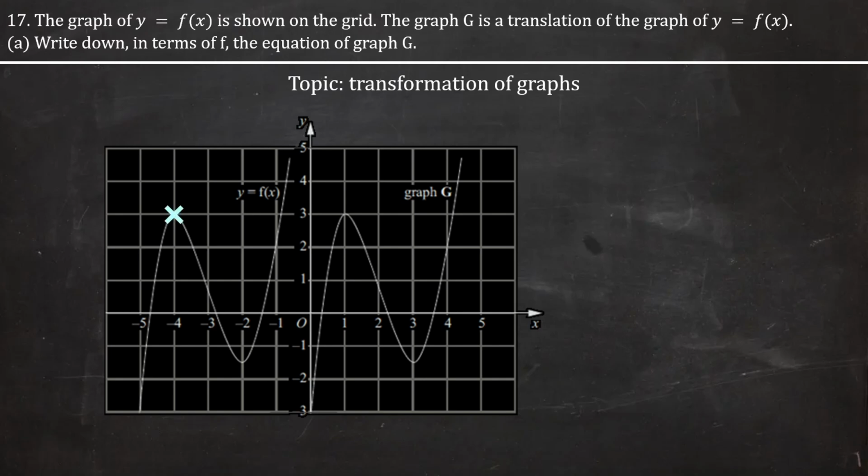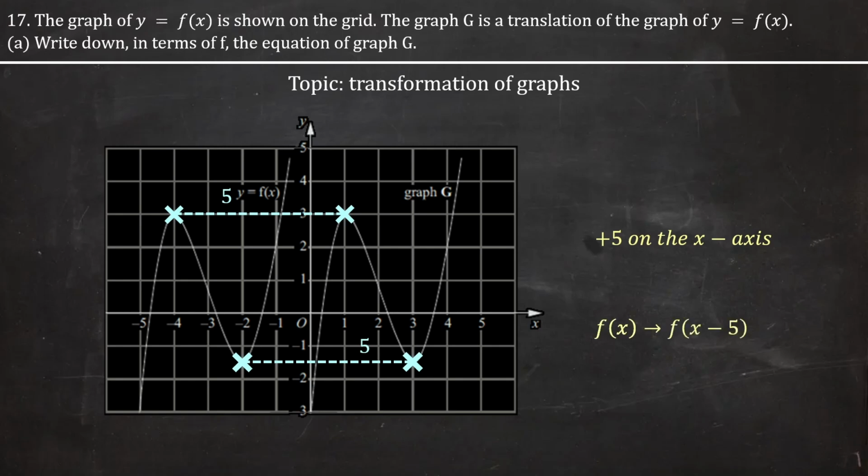So that point over there became that point over there, which is a change of 5 in the x-axis. Let me double check with another point. So that point at the bottom became that point at the bottom, which is also a change of 5 in the x-axis, so it matches up. So a change of plus 5 in the x-axis. Remember, with transformations of graphs, whenever we're dealing with the x-axis, the change is always the opposite of what is inside the bracket. So in our case, f of x is going to become f of x minus 5.